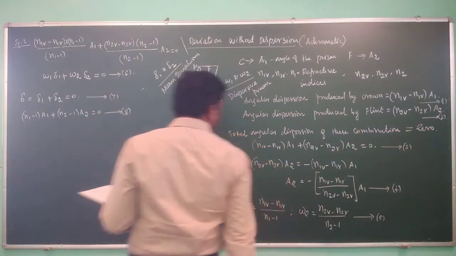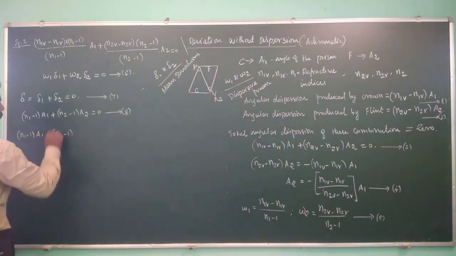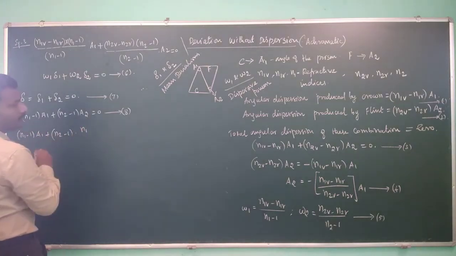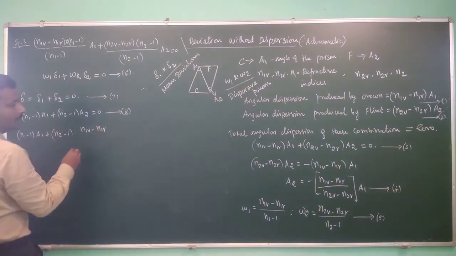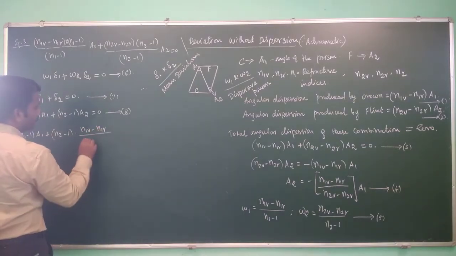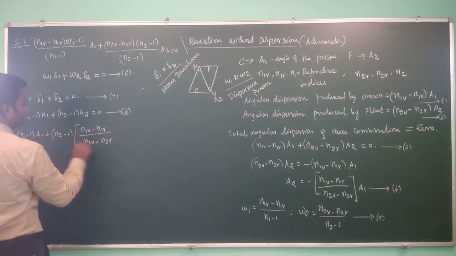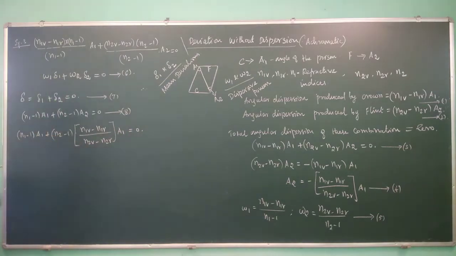The expression for A2 in equation 4 is substituted in equation 8, so that N1 minus 1 into A1 plus N2 minus 1, in the place of A2 let us replace the expression in terms of A1, N1V minus N1R divided by N2V minus N2R into A1, which is equal to 0.